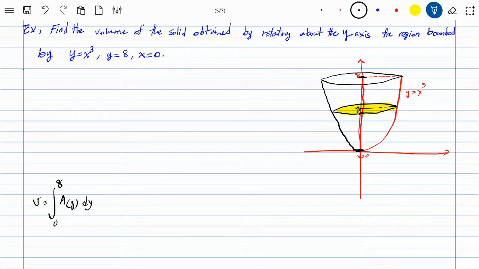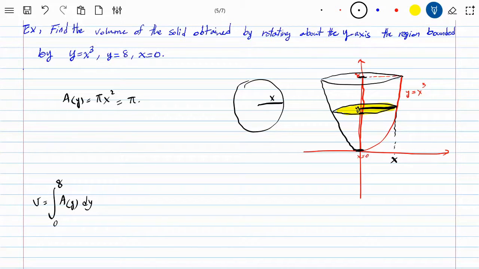This cross-section is a circle where this radius corresponds to the x-coordinate. So this is x. What is the area? We want A of y. Remember, y is the variable. It would be pi x squared. But we want it in terms of y, since we have the area as a function of y.